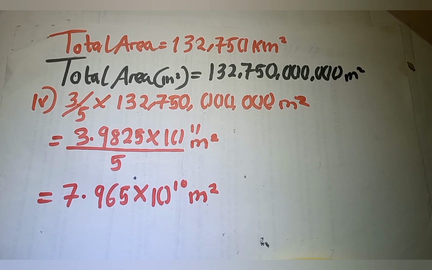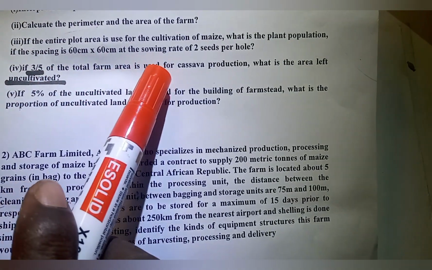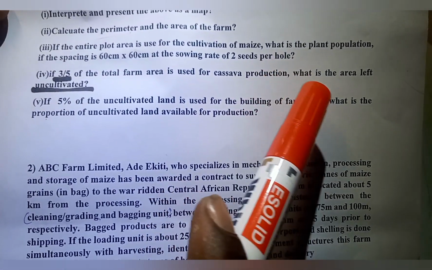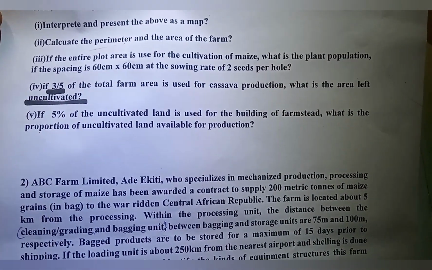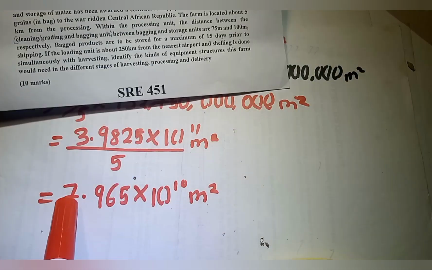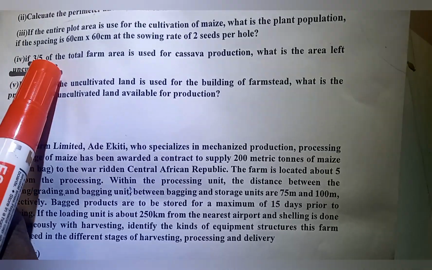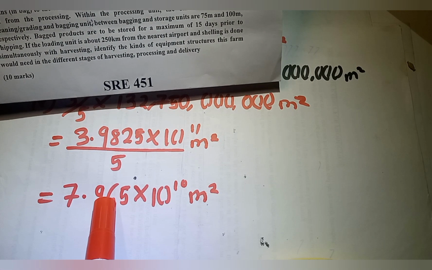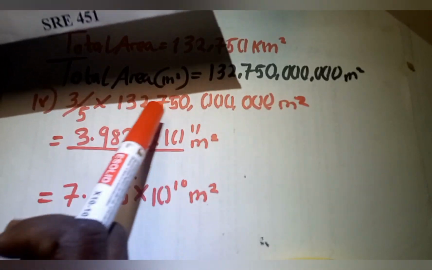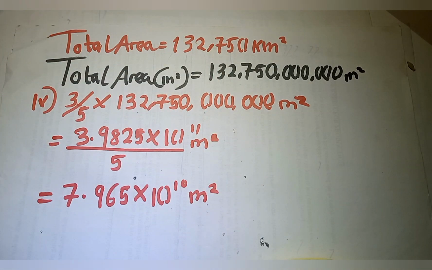This area of farmland, don't forget the question says 3/5 of the total farm area is used for cassava production. What is the area left uncultivated? Now, the area that is used for cassava production is what I just got, which is 7.965 times 10 raised to power 10. Now, the area that is left uncultivated will be the total area of the farm minus the area used for cassava production.